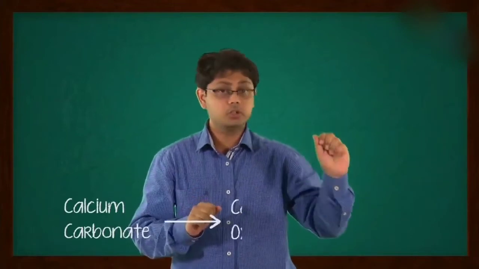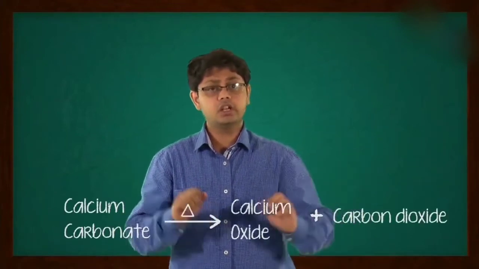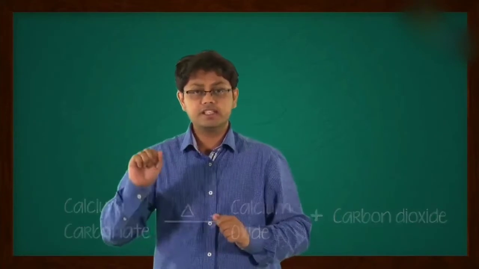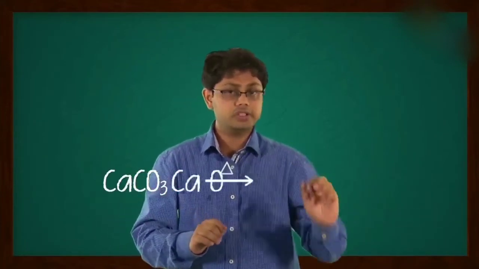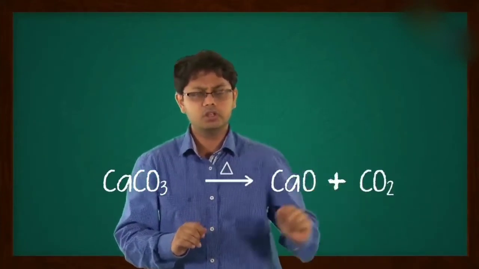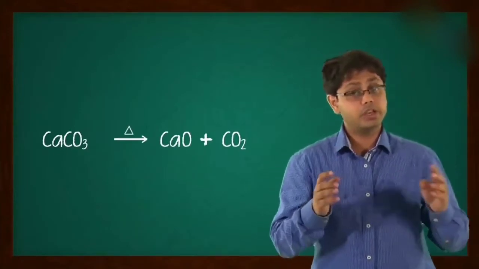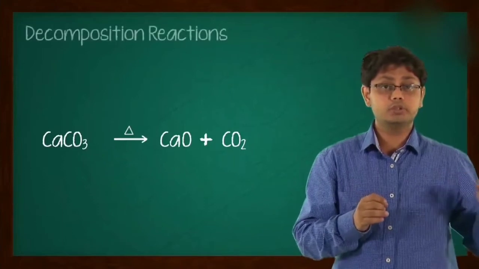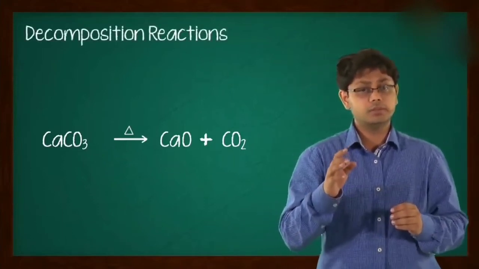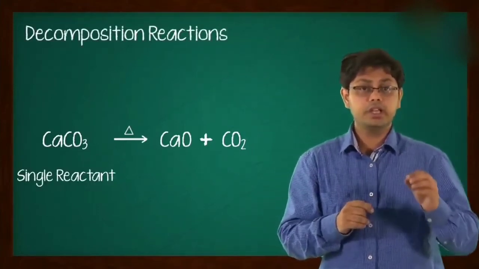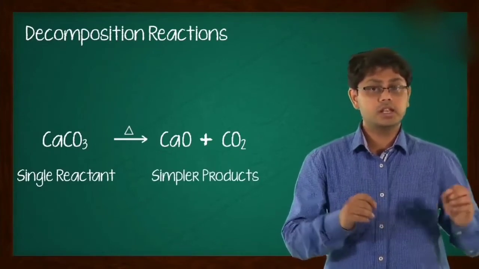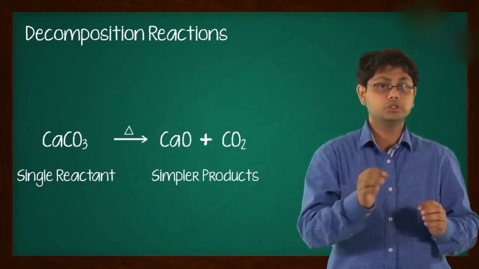So what was important in this chemical reaction was calcium carbonate was breaking down into calcium oxide and carbon dioxide. To represent this chemical equation, CaCO3 is going to go ahead and give you CaO and CO2. This kind of reaction has a special name, and the name is very obvious. It is known as decomposition. In this reaction, you can observe that a single reactant breaks down to give you simpler products. This is a decomposition reaction.